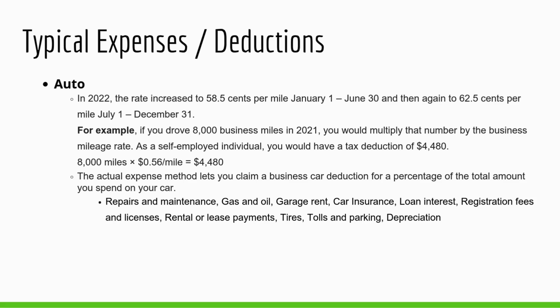The other method is your actual expense method, which lets you claim a business car deduction for a percentage of the total amount that you spend on the car. So that's your repairs, your maintenance, your oil changes, whatever, insurance, loan interest, registration fees. You actually take the hard costs of all that stuff and you write that off. Typically, the smartest thing to do is keep all the records that you need to so that you can give them to your CPA and they can tell you which method is the best method to get the highest deduction.